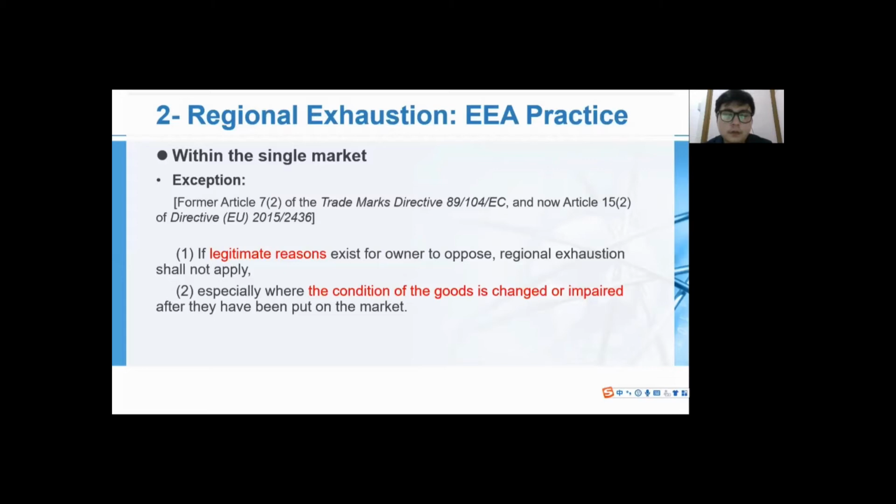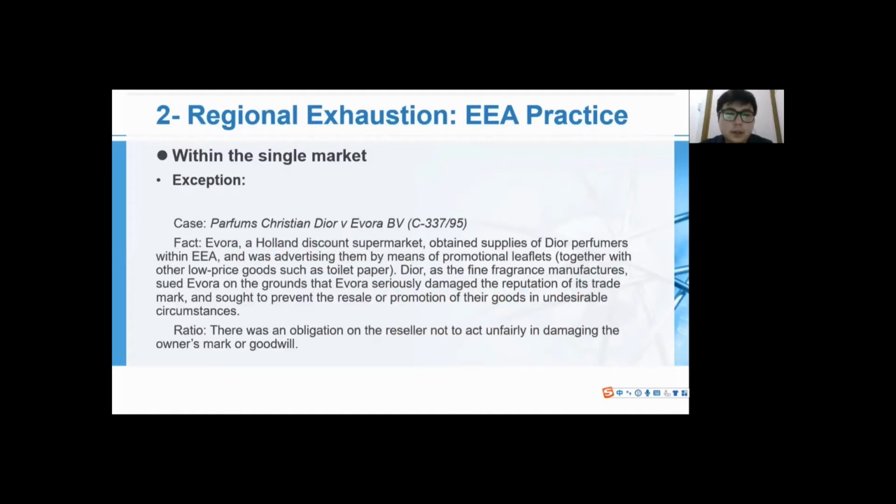If the trademark owner has a legitimate reason, for example, if the condition of the imported goods has been changed substantially, the trademark owner has the right to interfere, because the changing condition may potentially result in product defects and as a result damage the trademark owner's brand reputation. At this point, please refer to the case Dior versus Evora.